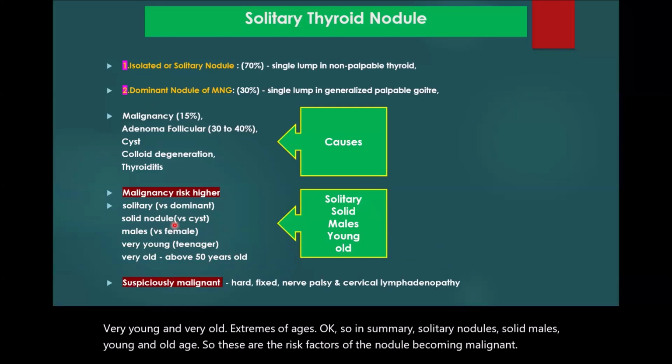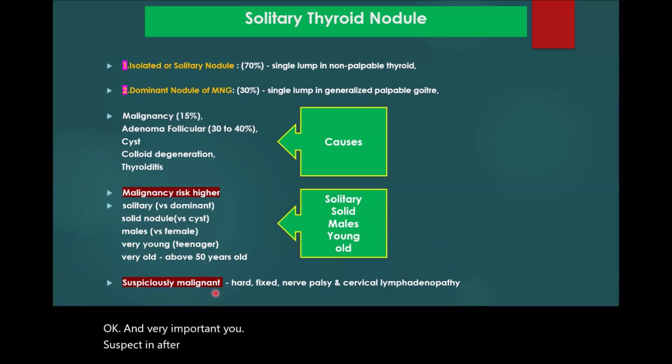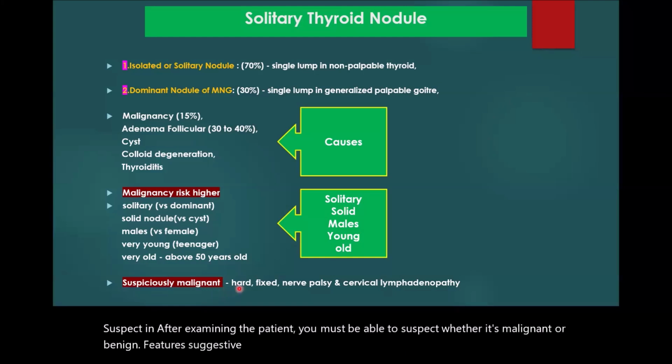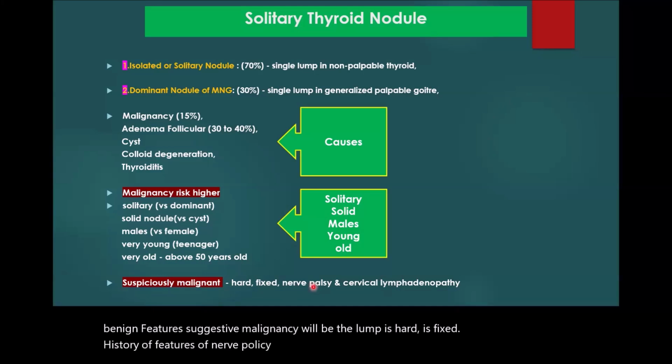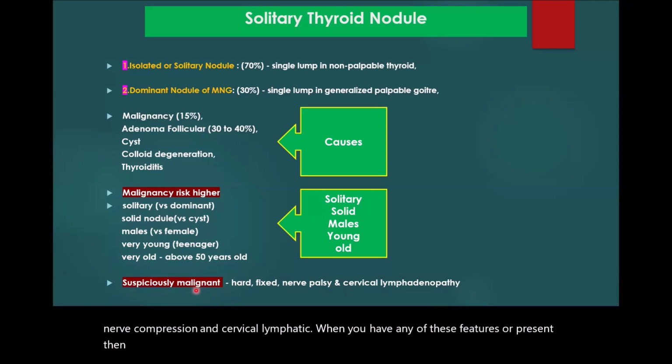Okay, and very important, after examining the patient, you must be able to suspect whether it's malignant or benign. Features suggestive of malignancy are that the lump is hard, it's fixed, history of features of nerve palsy, especially hoarseness of the voice, recurrent laryngeal nerve compression, and cervical lymphadenopathy. When any of these features are present, then you suspect it can be a malignant nodule.